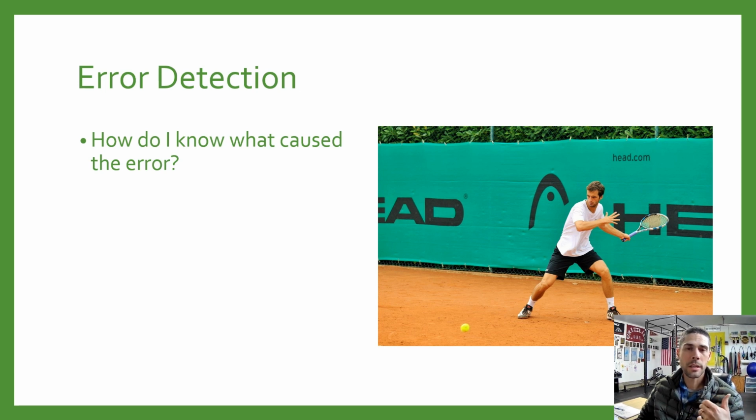Is it going to be in someone's footwork? Is it going to be what they're doing with their body position? Or if they've got an implement, where are they with the implement? What components break down the skill? We need to know what that is and how it compares to what optimal is. So how do we know what caused an error? There are different components to look at.